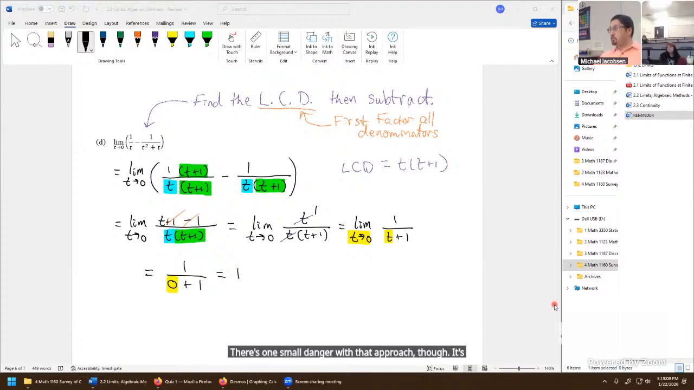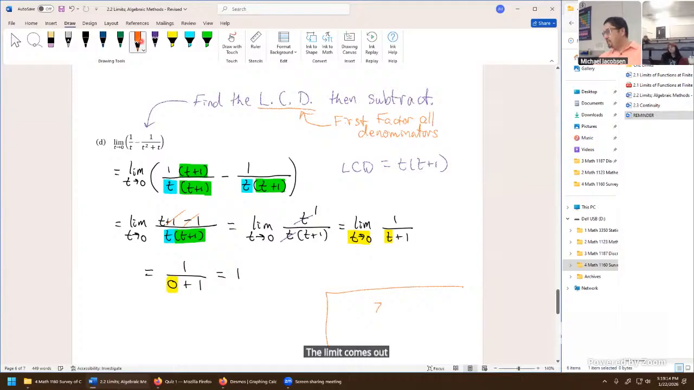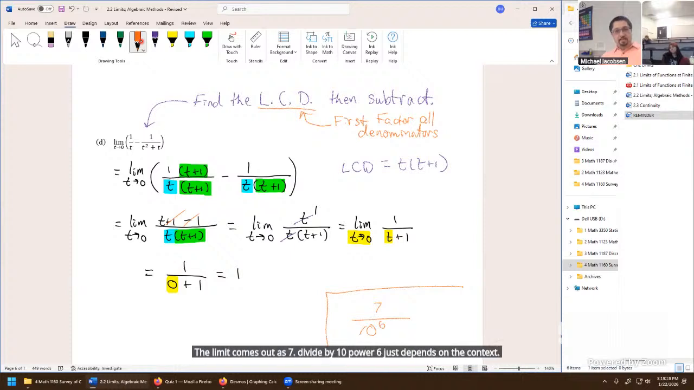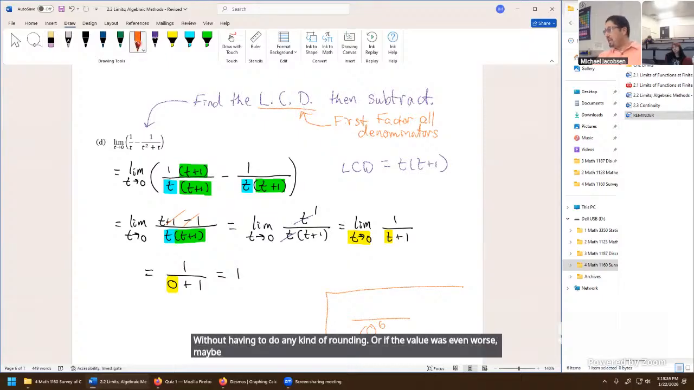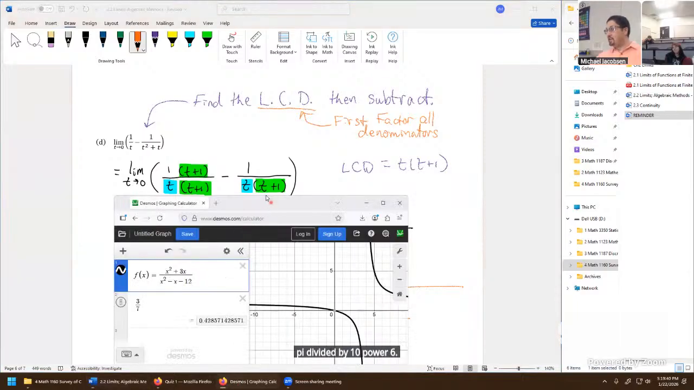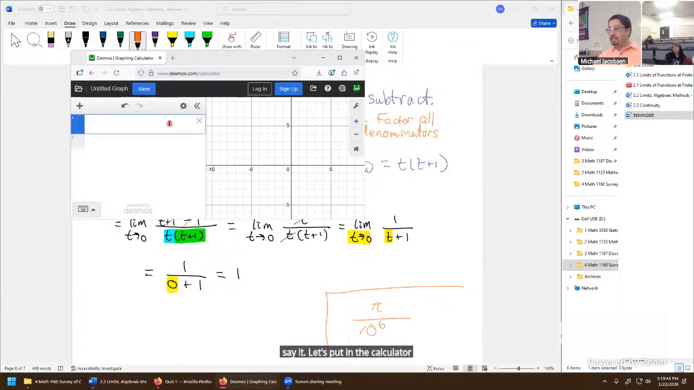It's entirely plausible that, say, in a different kind of question, the limit comes out as 7 divided by 10 to the power 6. Just depends on the context. So then it becomes a bit of a guessing game. Did we make our substituting value close enough to 0 to see exactly what the true limit really is without having to do any kind of rounding? Or if the value was even worse, maybe the value to the problem was, say, pi divided by 10 to the power 6. Really inconvenient number, let's put it in the calculator just to see how inconvenient it really is.